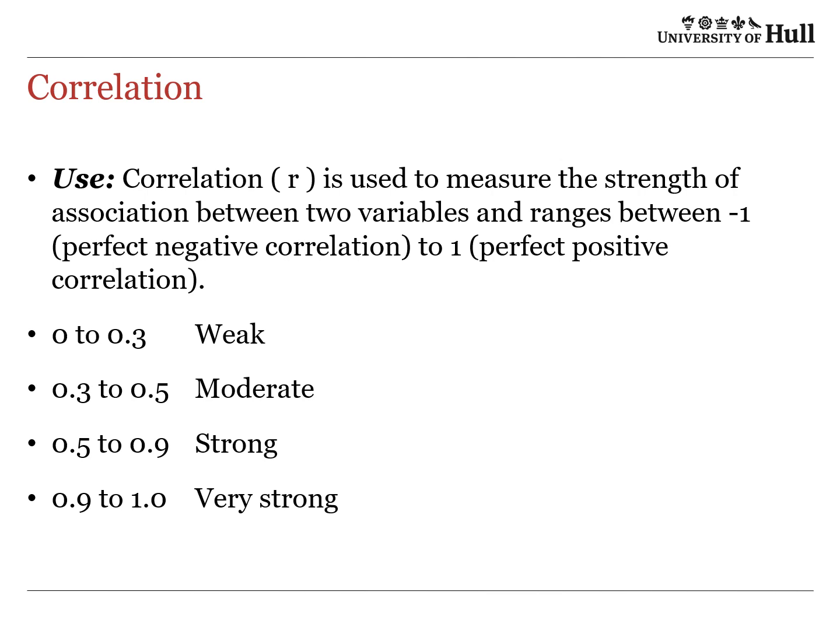So correlation is used to measure the strength of association between two variables and ranges between -1, a perfect negative correlation, to 1, a perfect positive correlation. We're just going to look at the positive correlation, which in fact ranges from 0 to 1. And in this case, the interpretation, there are different versions of this, I have to say, but interpretation here, 0 to 0.3 is weak correlation, 0.3 to 0.5 is moderate, 0.5 to 0.9 is strong, and above that is very strong.